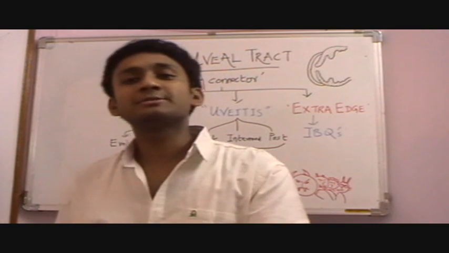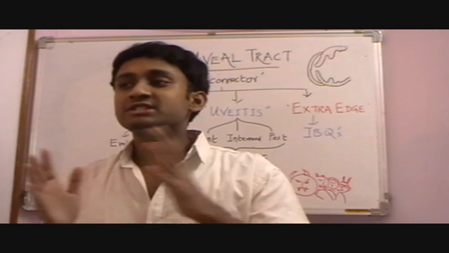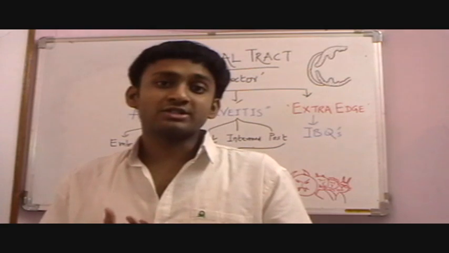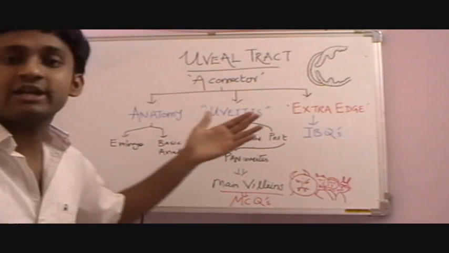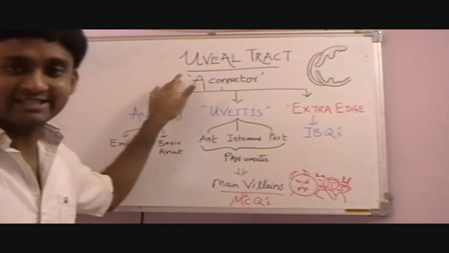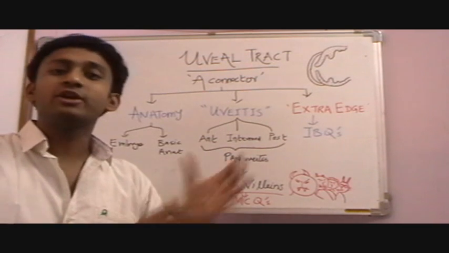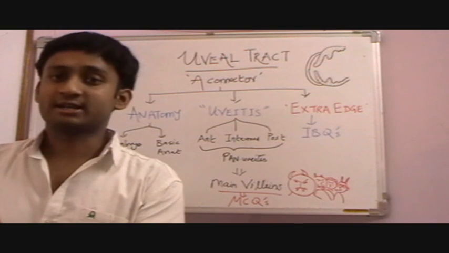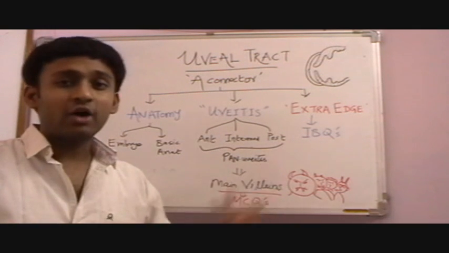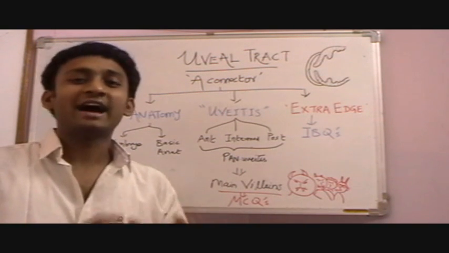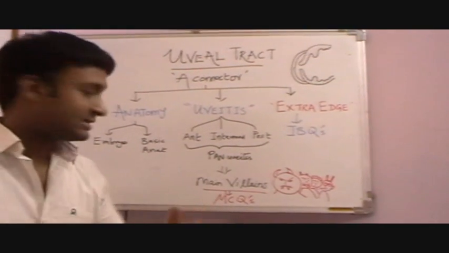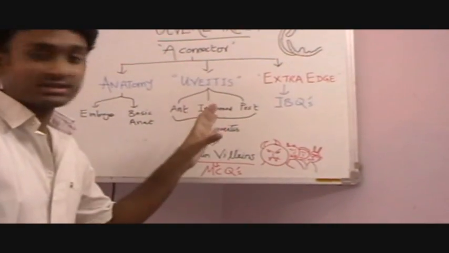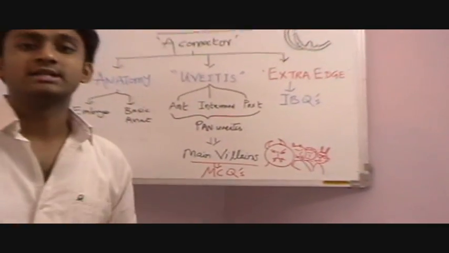Also from your MCQ point of view, lots of systemic conditions like tuberculosis, like toxoplasmosis and others can also reflect in your uvea. Therefore uvea is a connector. It acts like a bridge between ophthalmology and your systemic medicine. So learning about uvea or uveal tract is of high importance. Lots of diseases, the main villains, will cause uveitis. Therefore they are our MCQ pearls.